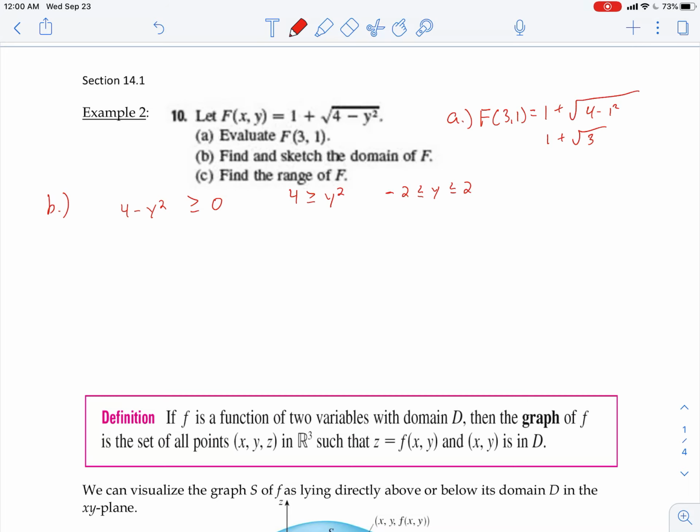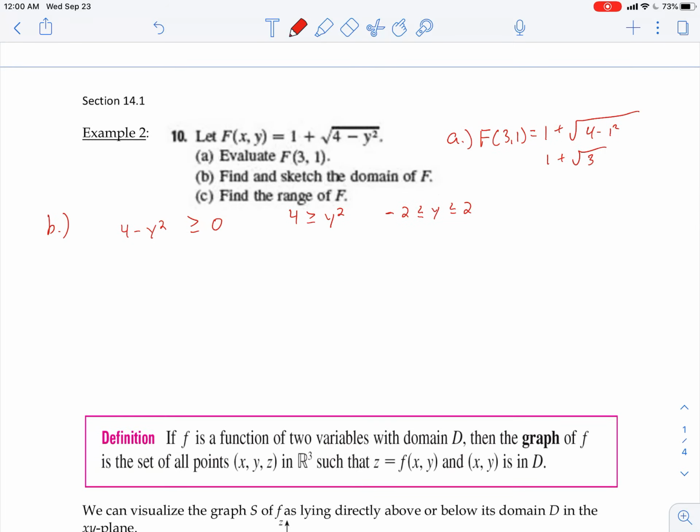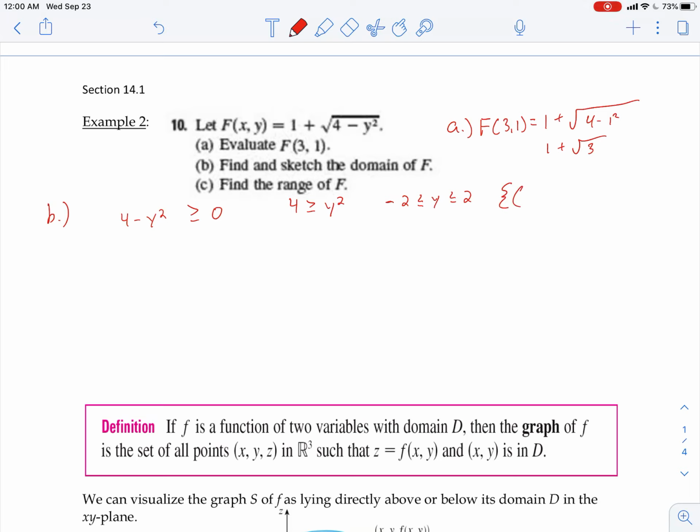So there's my domain. So I'm going to write my domain in set builder notation. So I have my variables x and y. And because x is not defined anywhere, x can be all real numbers, so I'm not going to set any limitations there. But for y, I know that negative 2 is less than or equal to y is less than or equal to 2. And there's how I write my domain. I just got to find out, on the right side, if there's any boundaries, if there's any limitations to what my function can be, either the x or the y independent variables.